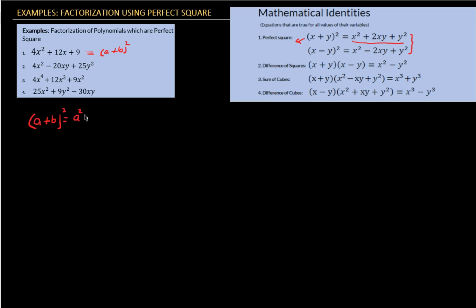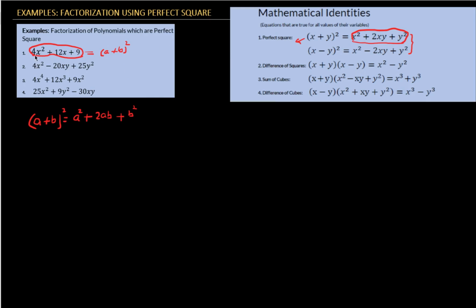So we can write a plus b whole square equals a square plus 2ab plus b square. So we will identify the values of a and b from this, and if this whole term is a plus b whole square, by using this right side of the equation we will confirm it, then we can write the answer in the form of a plus b whole square, which will be the factored form of this polynomial.